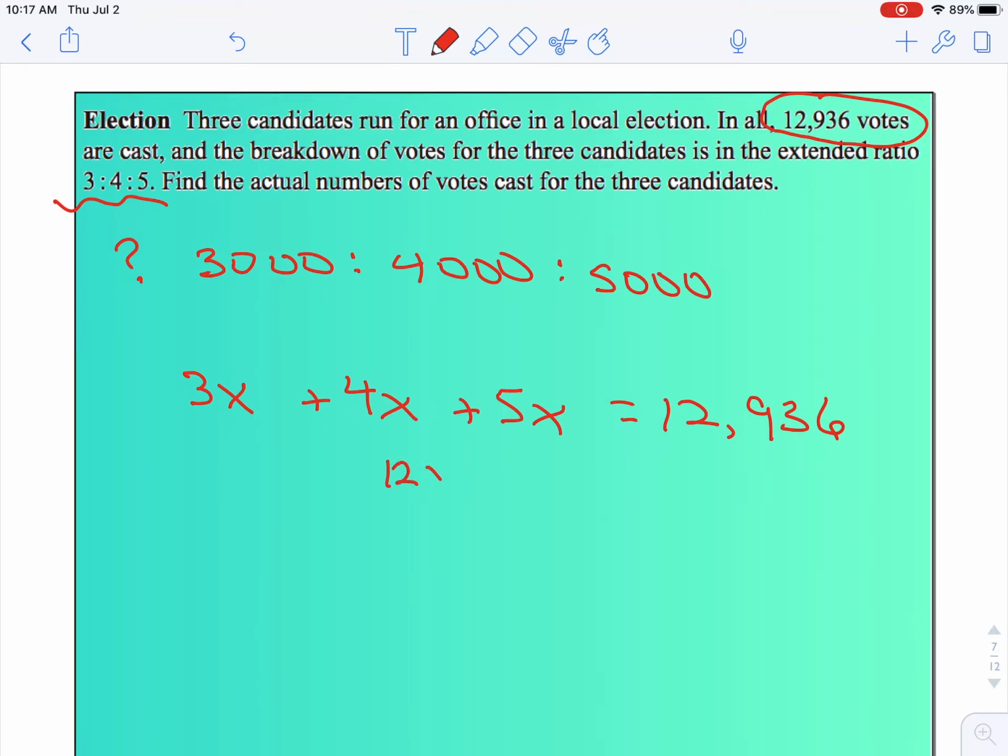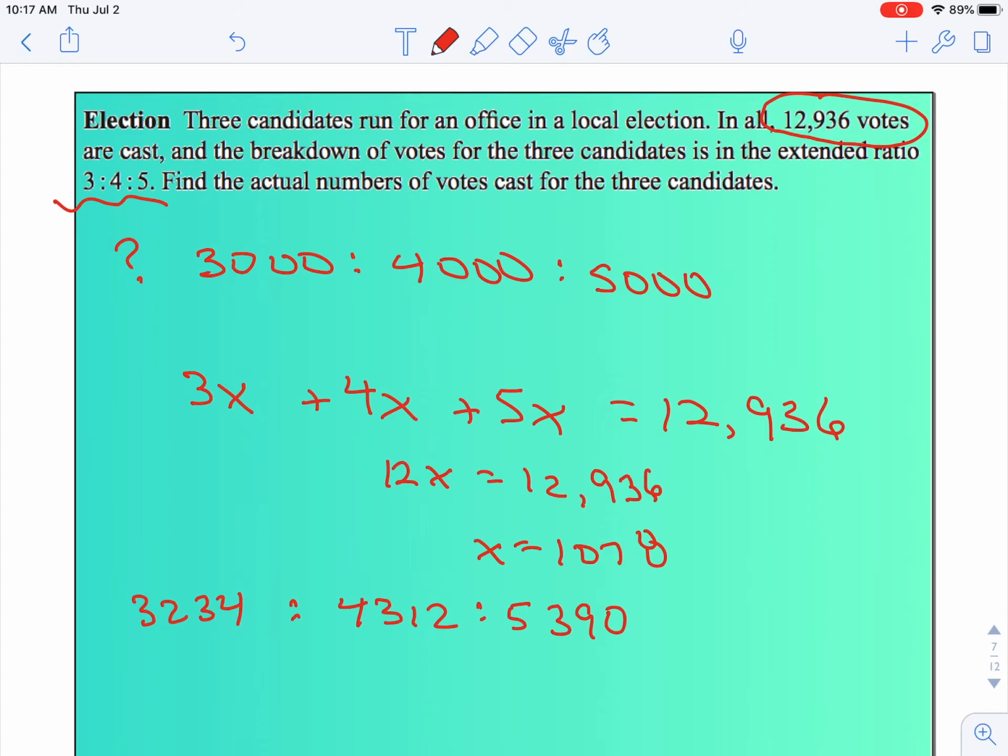So if we just solve this, pretty simple, we get x is equal to 1,078. So now we take 3 times 1,078 to give us 3,234 votes cast for one candidate. And again, just plugging these numbers in, 4,312 and 5,390. That's the total votes for each candidate.